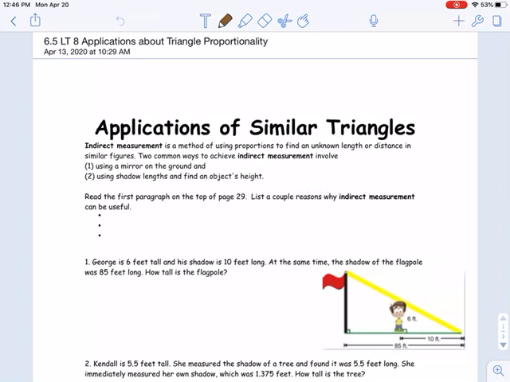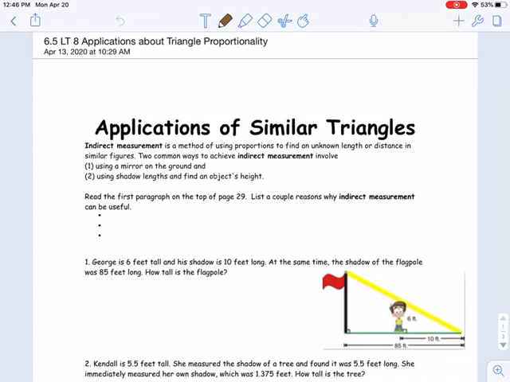All right, so indirect measurement, it's kind of self-explanatory. It's a method of using proportions to find unknown lengths or distances in similar figures. So you're indirectly measuring something. Directly measuring something is just using a tape measure or maybe some kind of fancy laser system. There's two common ways to achieve indirect measurement. They involve using a mirror or shadow lengths.